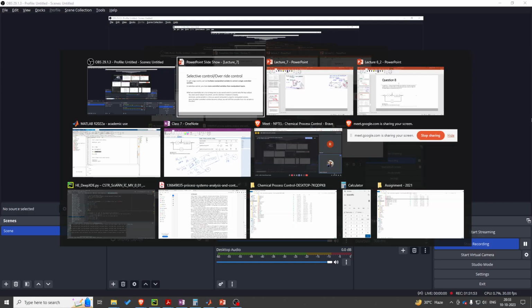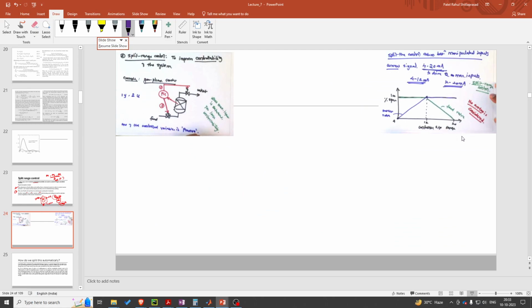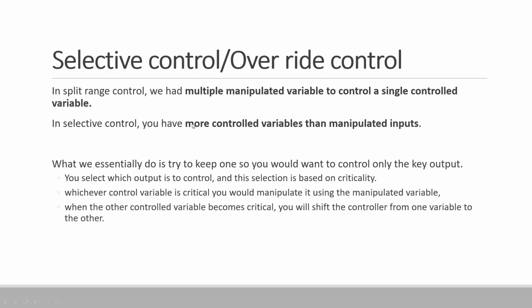If you have any doubt related to the cascade controller as well as the split range control that we discussed, you can ask, or else we can move on to the override control.